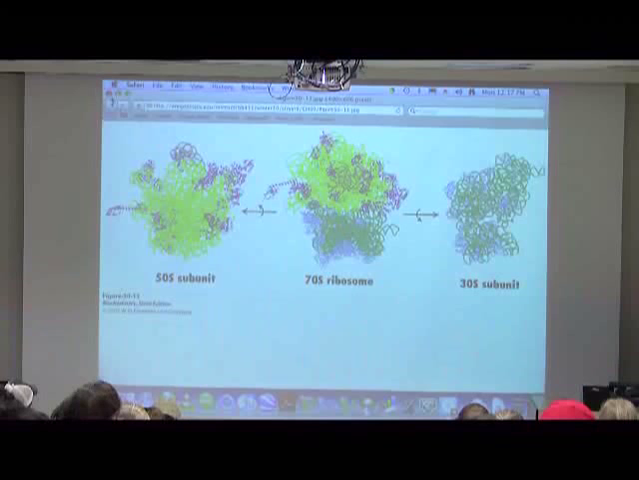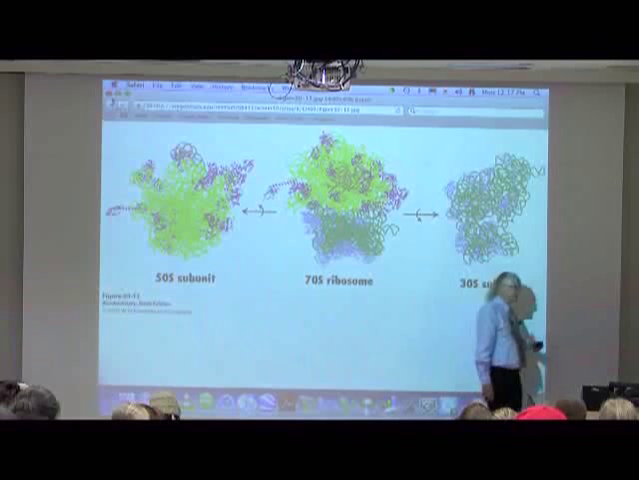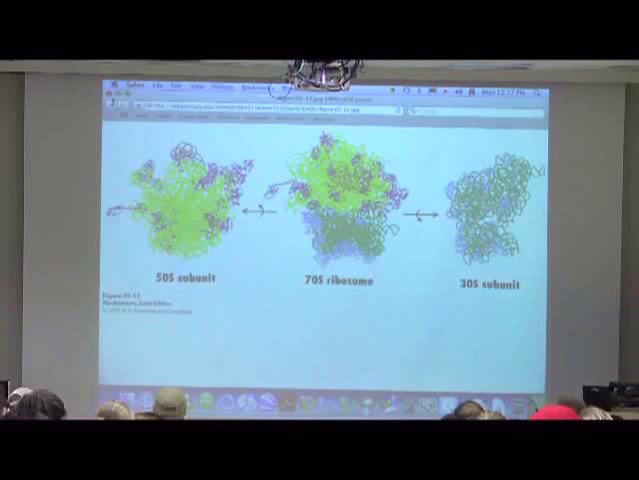Another thing to point out is that if we look at the interface between the large subunit and the small subunit, we see that almost all the interactions are between RNAs. So RNAs are not only providing structural integrity, they're also providing some interaction to help hold the structure together.